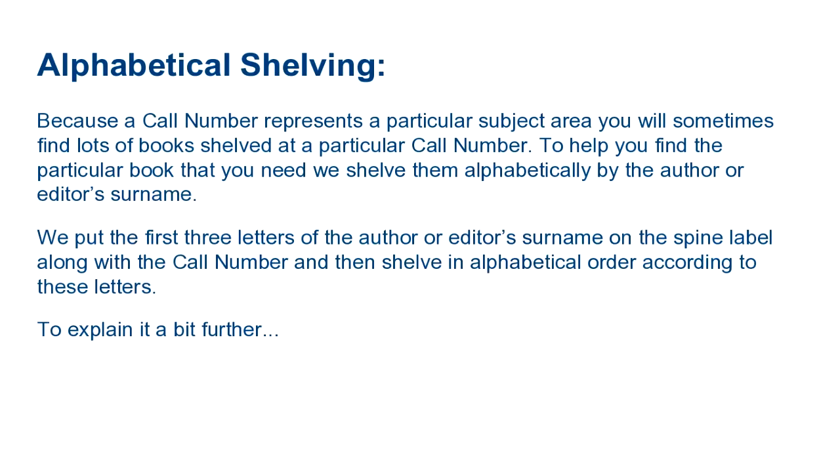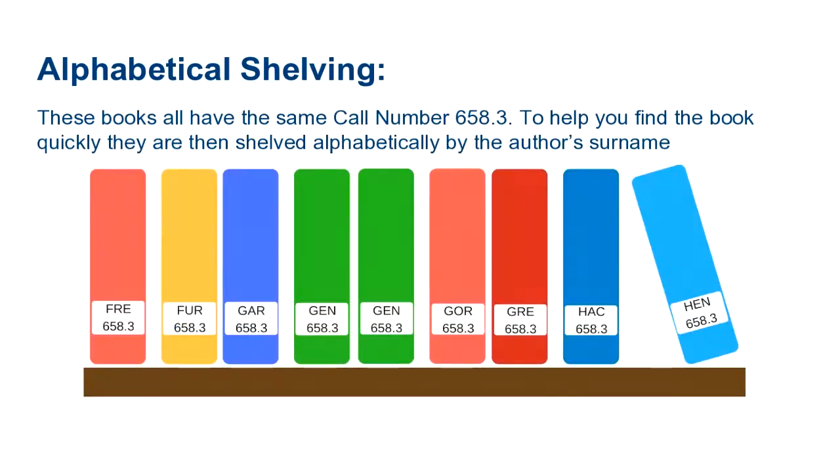These books all have the same call number, 658.3. They are all on the same subject but have different authors. To help you find the book quickly, they are then shelved alphabetically by the author's surname. As we just put the first 3 letters of the author or editor's surname on the spine label, you need to work your way along until you find the letters that match your call number.